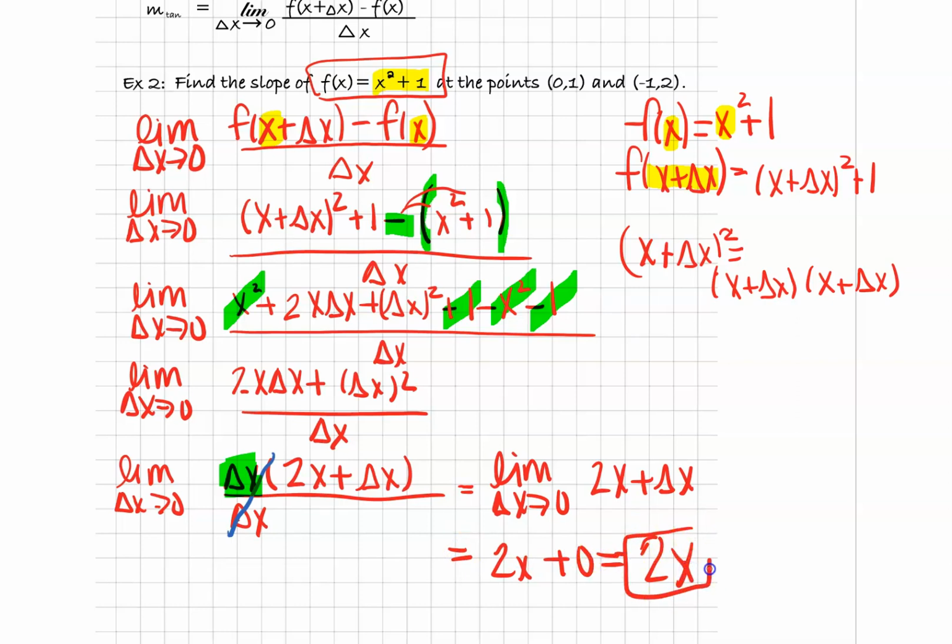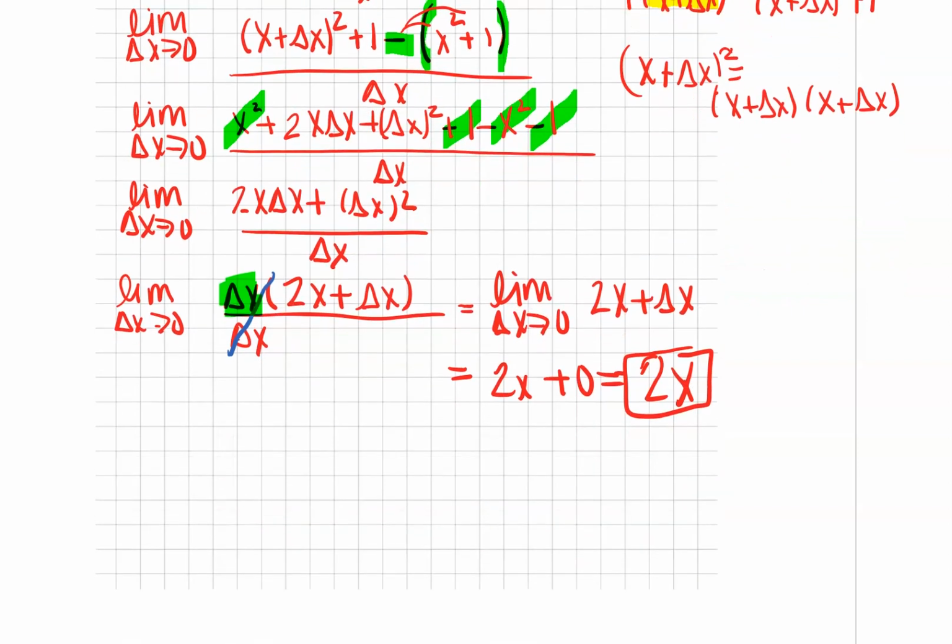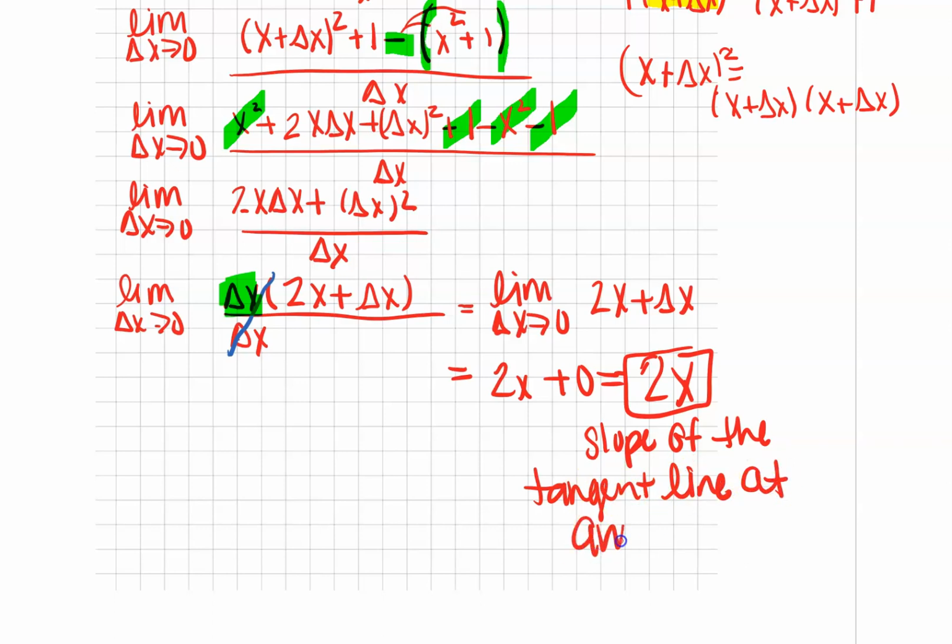So in using this general form, we now have an equation in order to find the slope of the tangent line at any point, which is really great.